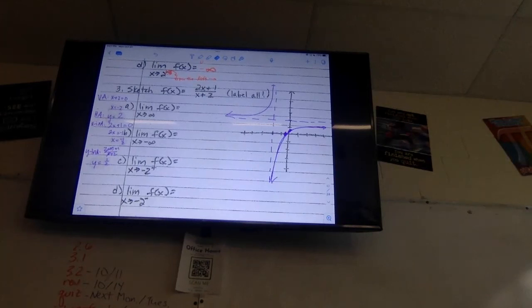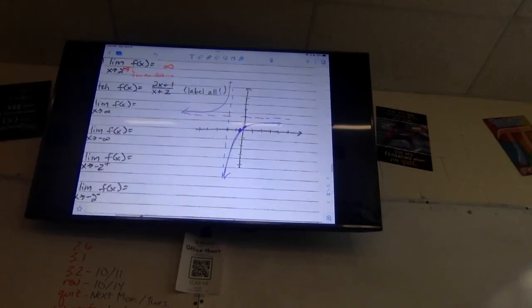Okay. So the first one says limit of f of x as x approaches positive infinity. So as x gets bigger and bigger, what is my graph getting closer and closer to? Yeah, Sophia? 2. What about as we go from the negative direction? What's my graph getting closer and closer to? 2. Wait, time out. Do you guys notice a trend here?